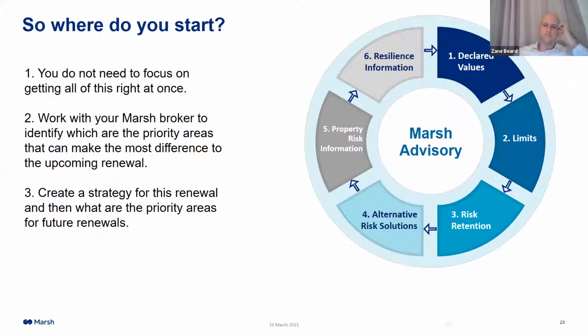And so what we've done is we've looked at 6 areas of how you can improve your property renewal outcome. But naturally, the question is, where do you start? What do you focus on first? And we don't suggest that you need to do all these 6 things for the renewal. But what you do is you work with your broker at Marsh and identify the priority areas.